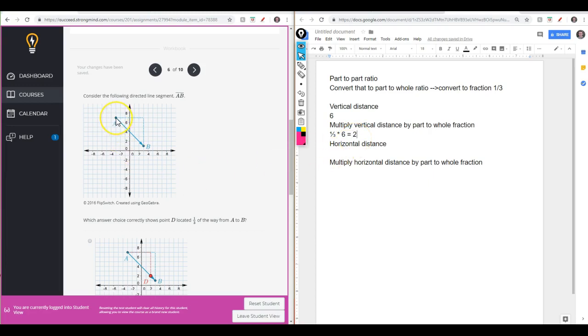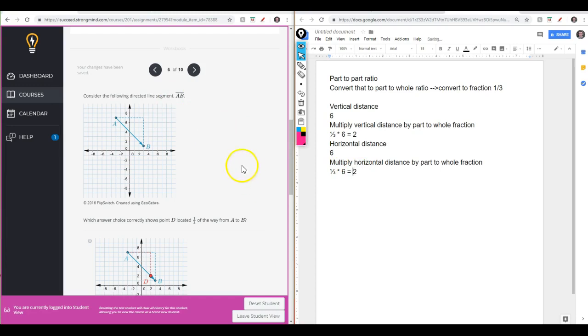So now our horizontal distance from A to B is 1, 2, 3, 4, 5, 6. Again, it's 6 units long. So now we want a point that is only 1/3 of that distance away. So 1/3 times 6, and that's going to equal 2.